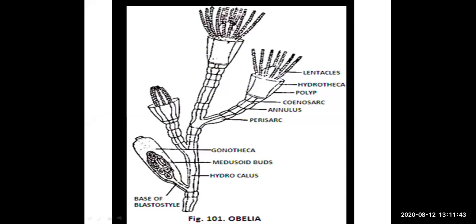Obelia, structure of Obelia, habitat and habit. Obelia colony, phylum Cnidaria, class Hydrozoa, order Hydroida, genus Obelia geniculata. Obelia is commonly called a sea fur. It is a good example of Hydrozoa.